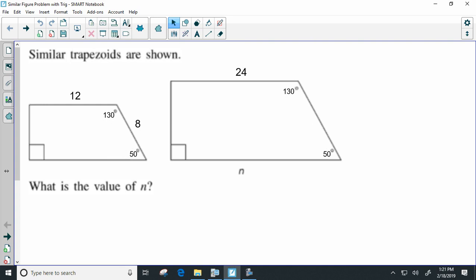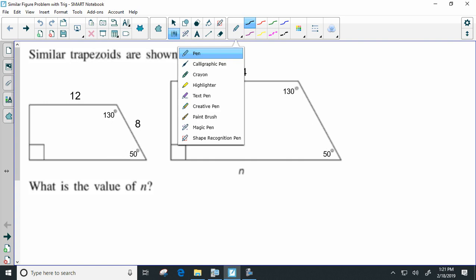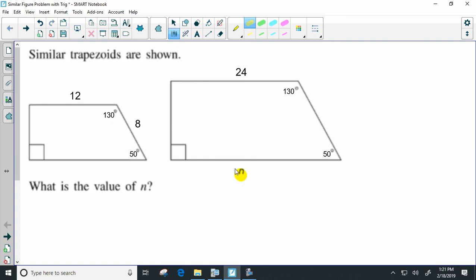So in this problem, it asks for the value of n. If I look at where n is located, n is down here, and n is this whole distance of this side. It would be all well and good if on the first figure, on this small figure, I knew the number down here. Because then I could set up a ratio of 12 over 24 equals that number over n, and then I could cross multiply and solve it. But the unfortunate thing is I do not know that number.